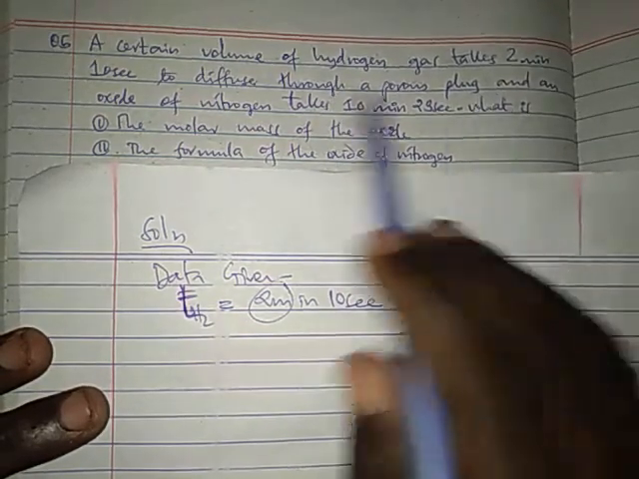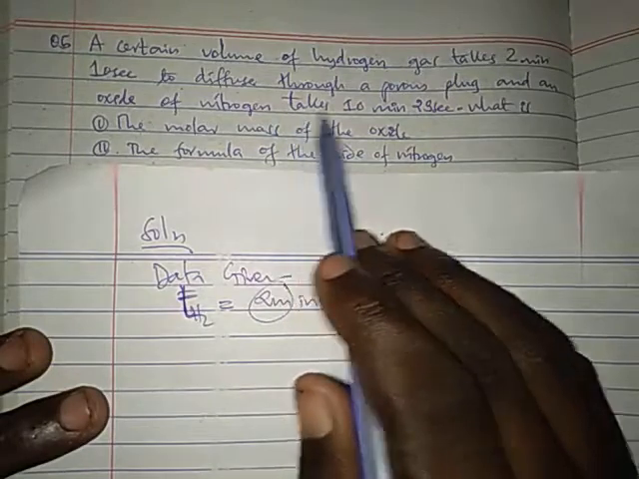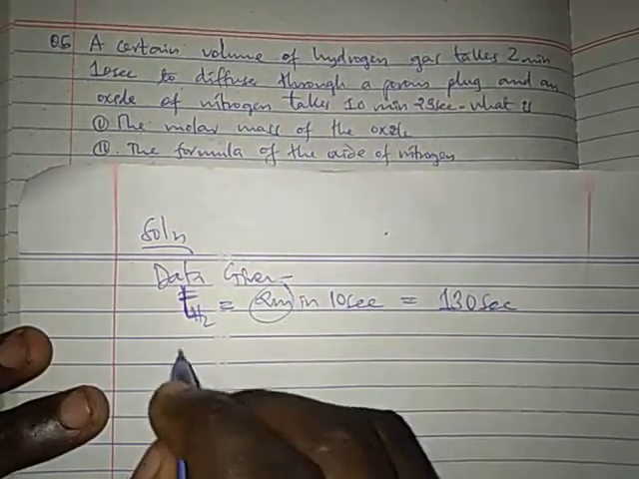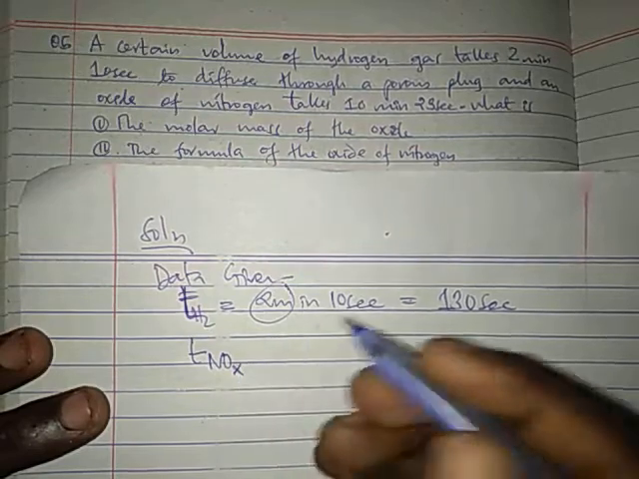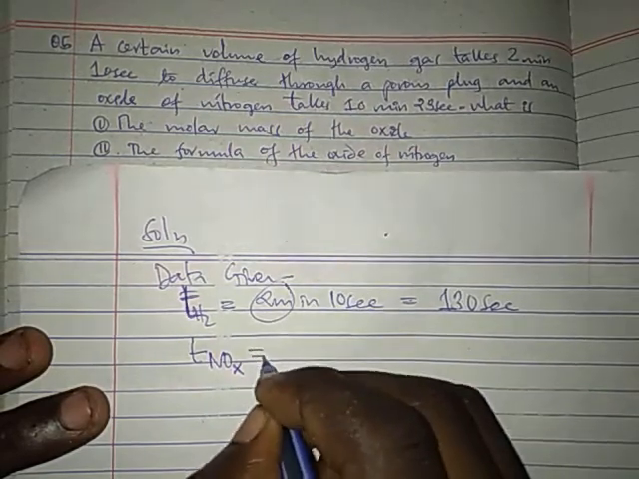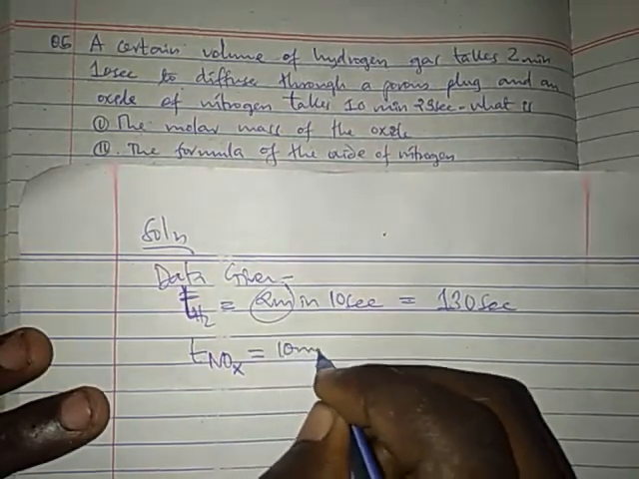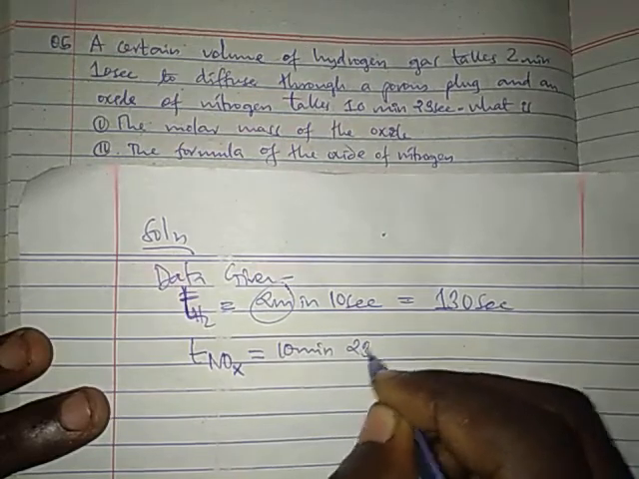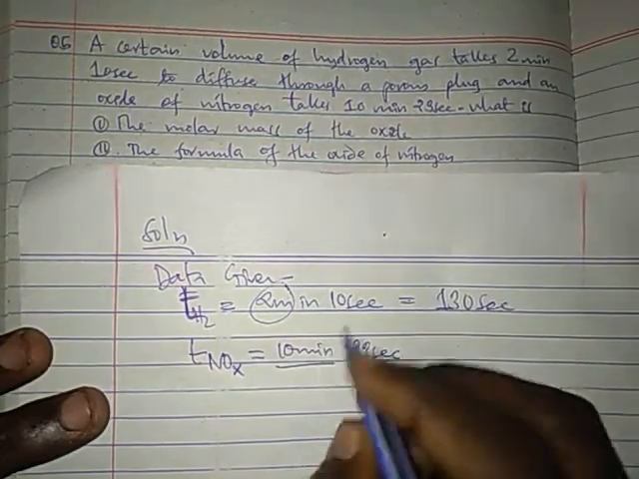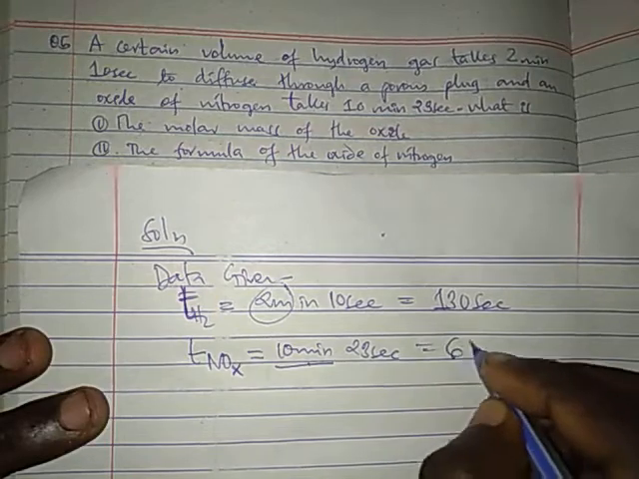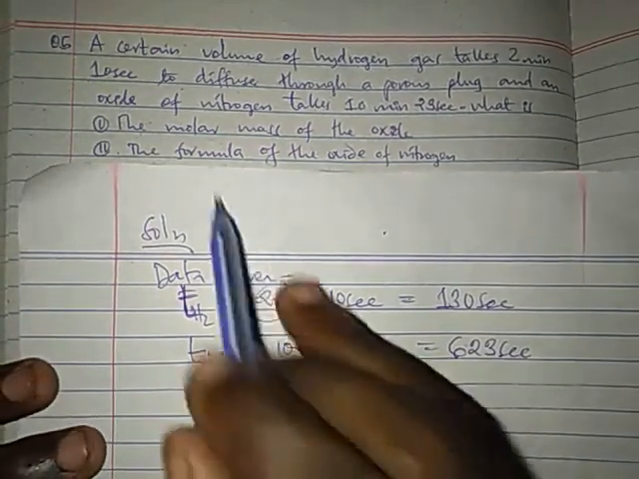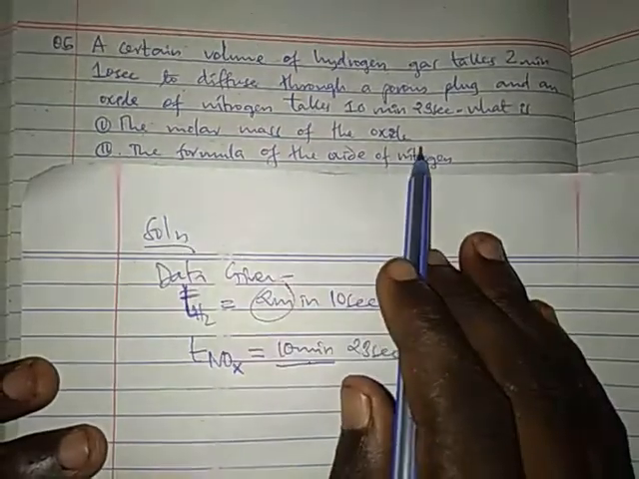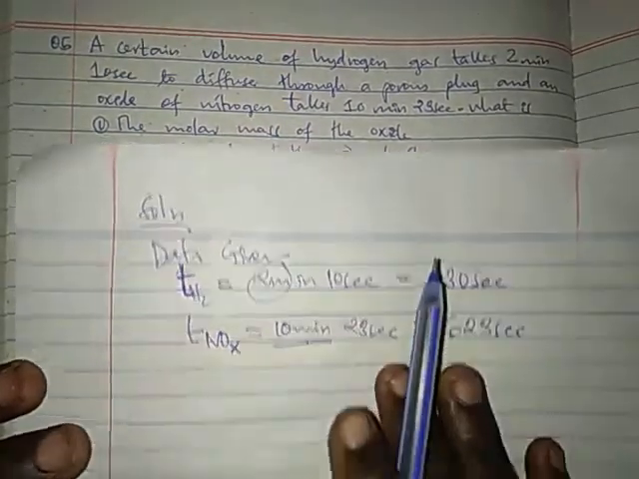Through a porous plug, and an oxide of nitrogen takes 10 minutes and 23 seconds. Kwa time for nitrogen oxide hapo tuweke x kwa sababu hujui ni ngapi. Inachukua ngapi? 10 minutes and 23 seconds. 10 minutes ni ngapi? Ni 600 na 23 tunakuwa 623 seconds. Haya, swali la kwanza linasemaje? The molar mass of the oxide. P is the formula of the oxide.